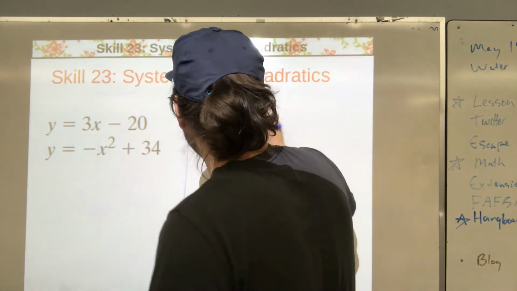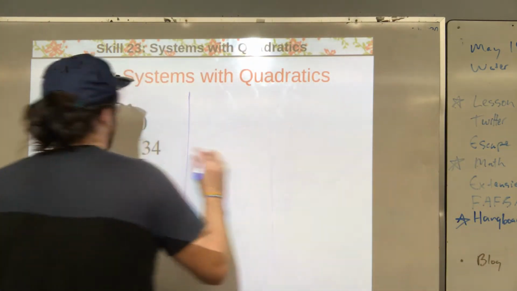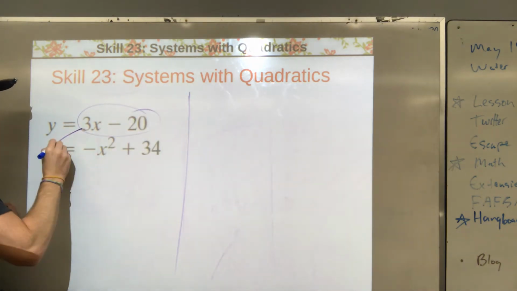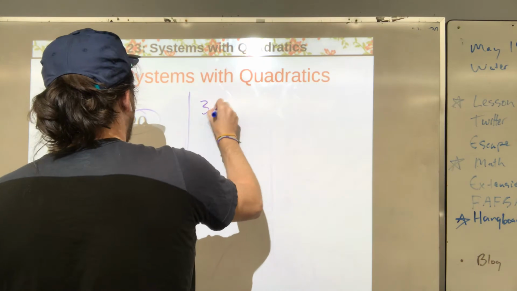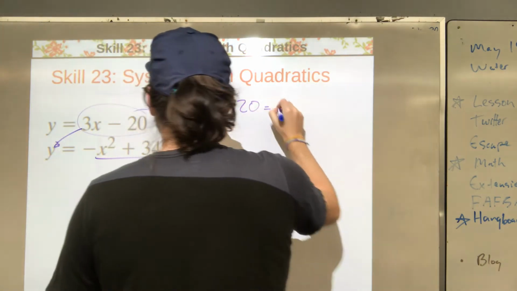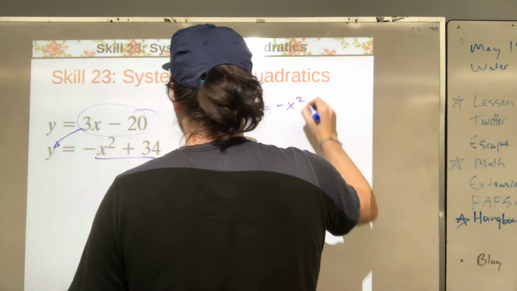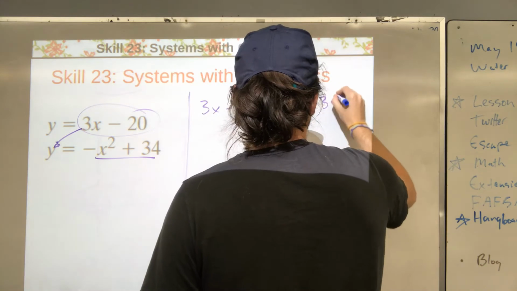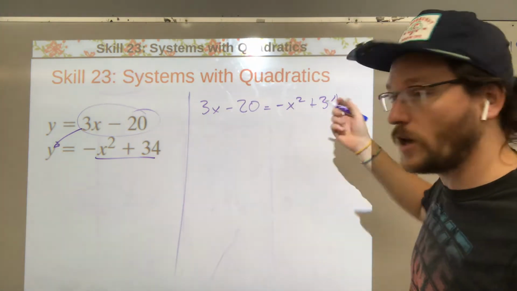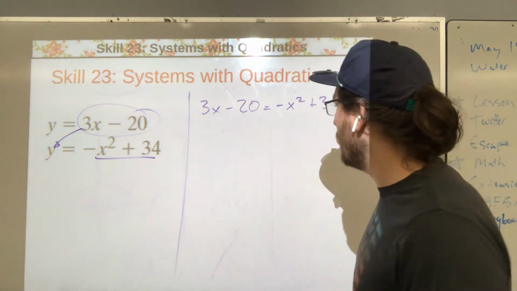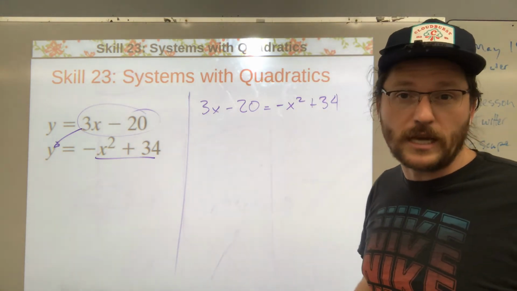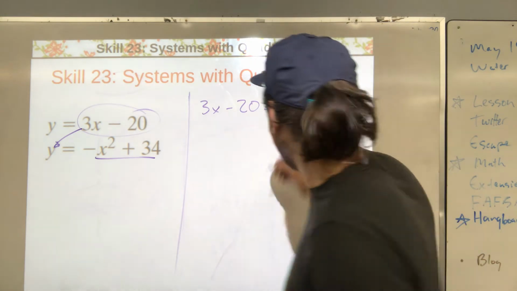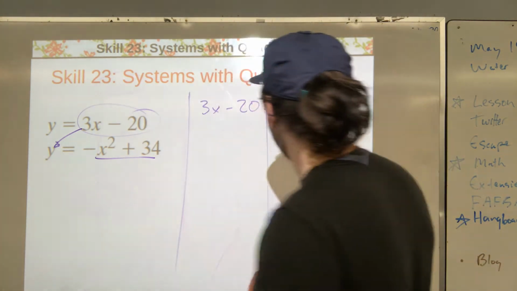So to find where these two things cross, we're just going to say, okay, where is this line equal to this parabola? Where is 3x minus 20 equal to -x squared plus 34? Using all the skills that we have, we get everything on one side so we have an equals 0, because those are the type of problems that we know how to solve with Xbox or the quadratic formula.